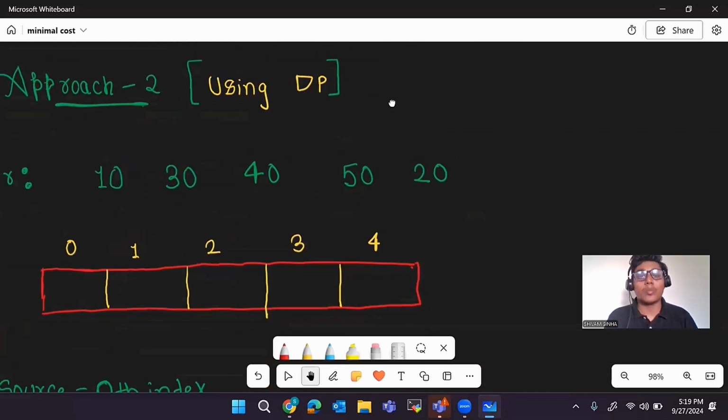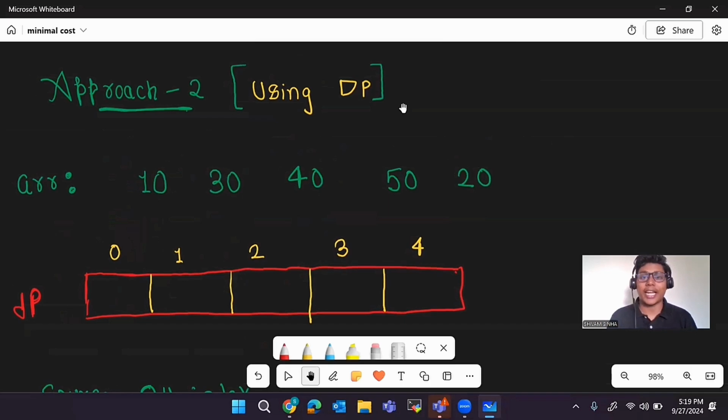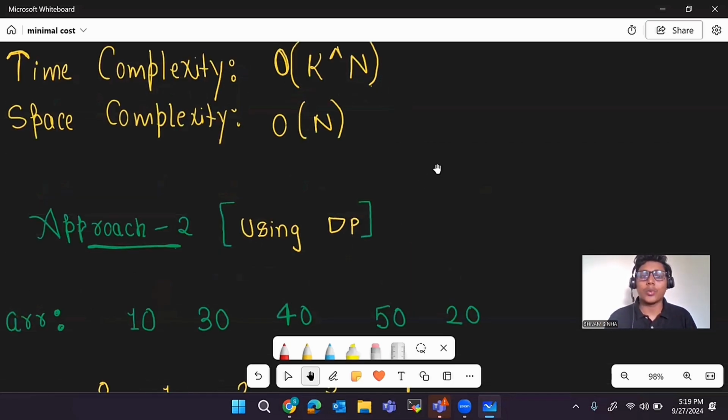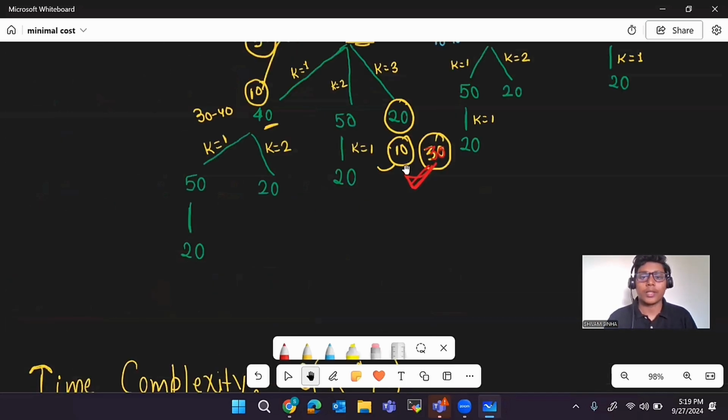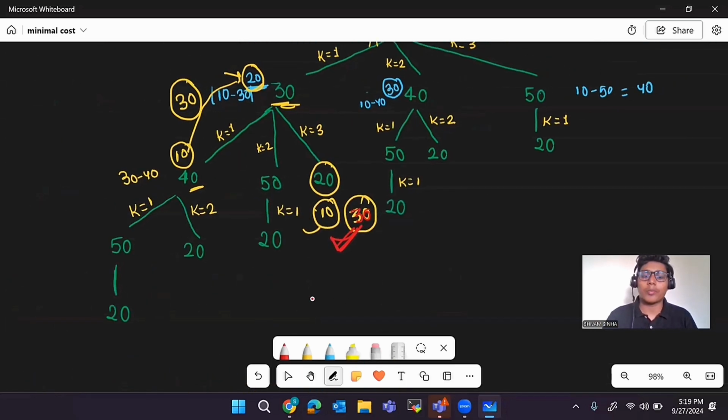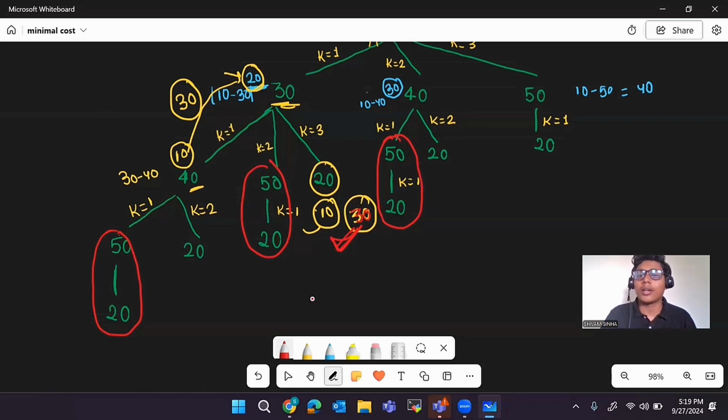Now, the second and most optimal approach to solve this question is using dynamic programming. Why am I using dynamic programming here? Let's try to understand. In the first approach, we solved this question using recursion, but we have noticed a very important thing here: there are overlapping subproblems, right? We are trying to find the value of 50 here, and we are making a recursive call from 50 here and here, four places, right? And this is again true for 40, we are making a recursive call here.